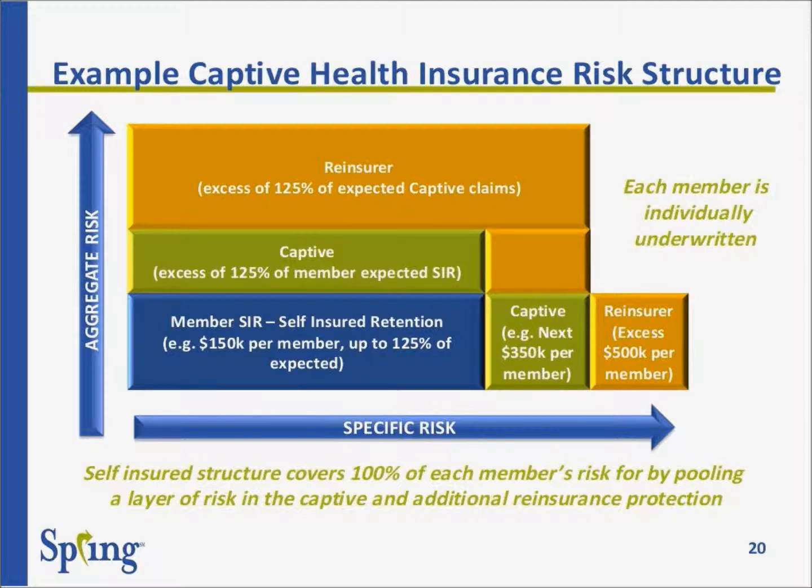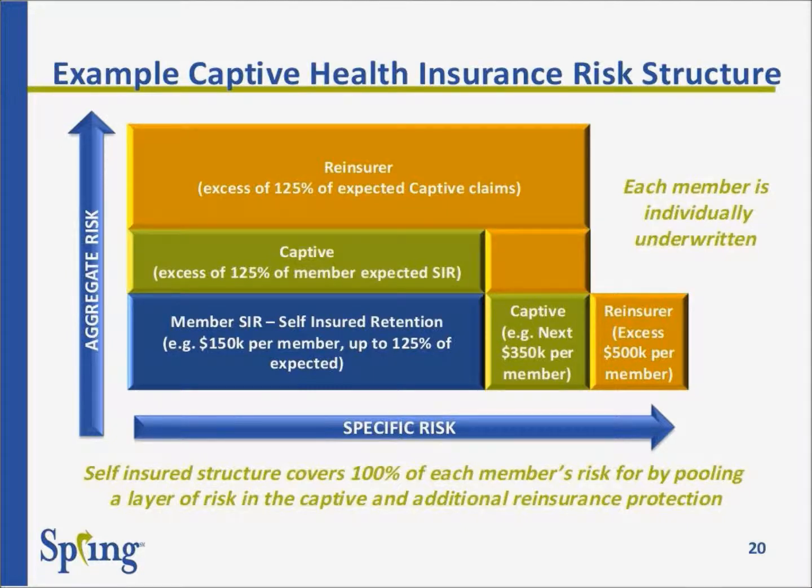And for those of you that might not be in this area all the time, what that really ties to is specific risk is per claim risk. That's where you're worried about your high-cost claimants. Aggregate risk is really looking at your overall population. So if you expect to spend $1, but you spend $1.50, that's your aggregate risk. And so the captive can really cover both of those.